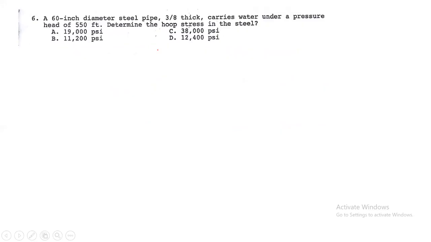So next, a 60-inch diameter steel pipe, 3/8 thick, carries water under a pressure head of 550. Determine the hoop stress in the steel. So syempre stress is equal to PD over 2T. So ganyan lang siya guys. So PD over 2T lang.